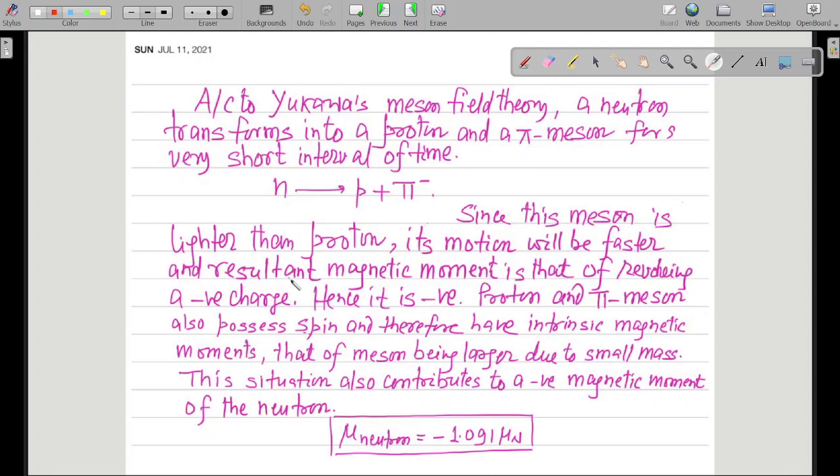Now let me give you an example. Suppose this proton is like a truck, and this pion is like a ball. In classical mechanics you have learned that if something has a very huge mass and something has a very small mass, then the entire momentum is constituted only by the small mass, right?